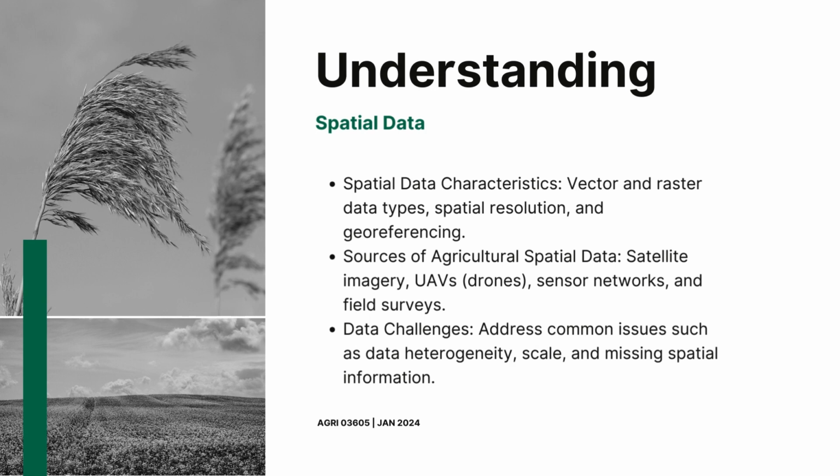Spatial data is simply data with a spatial component. That spatial component can be in the form of vector and raster types. Vector data represents features using points, lines, and polygons, while raster data is structured as a grid of cells, providing a different way of representing information.